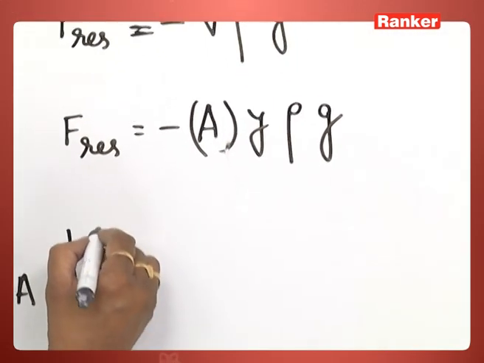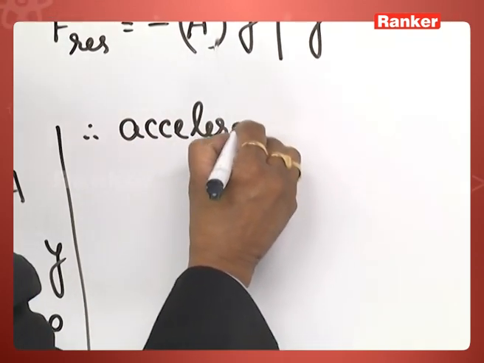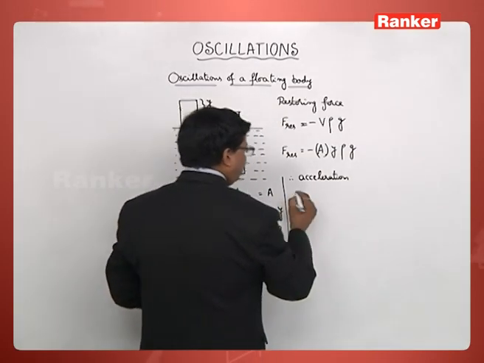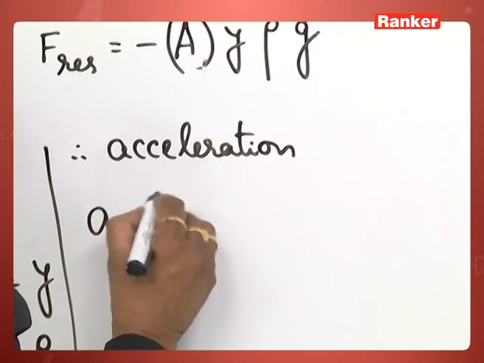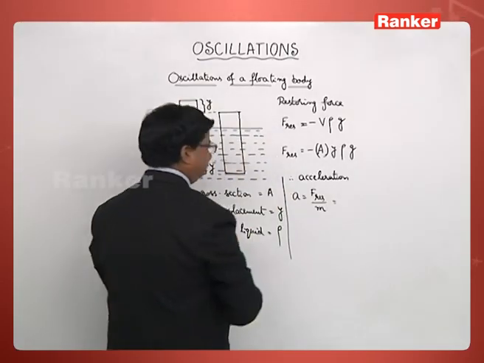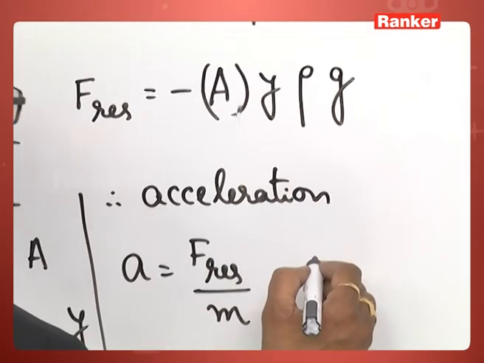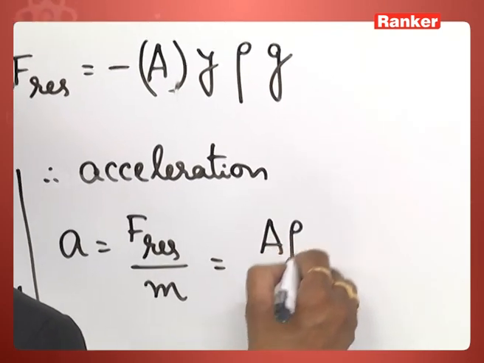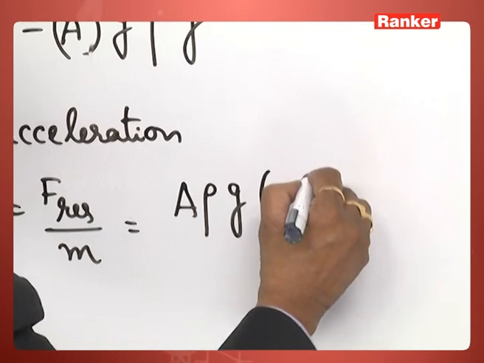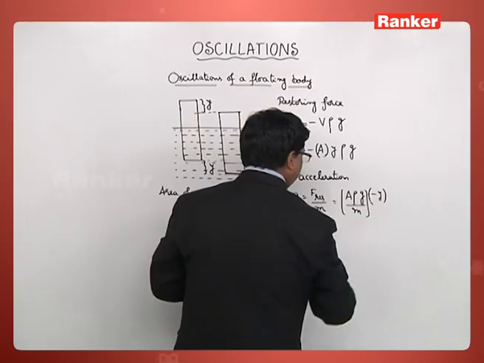This gives you acceleration of that oscillating body. Acceleration of that oscillating body now becomes restoring force divided by the mass. Already we have calculated what is the restoring force over here. It can be written A rho g into minus y by M. I can write it like this.